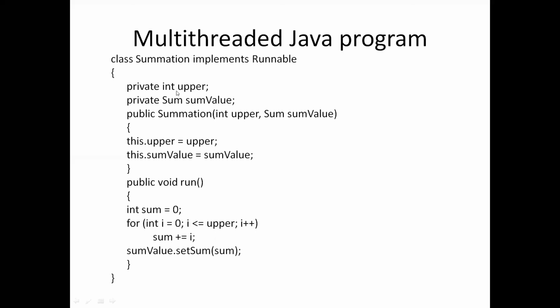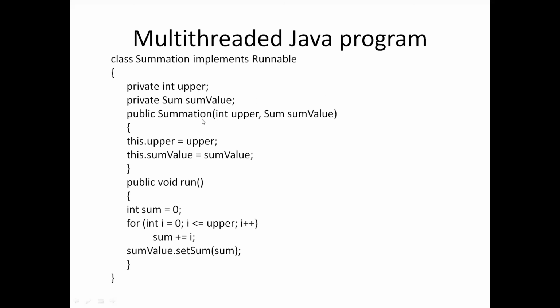Next here we have the variable declaration. The next statement is where we have declared int upper. What is upper? Our program is the sum of n natural numbers. The upper limit we just assume as 3. 3 is our upper limit.